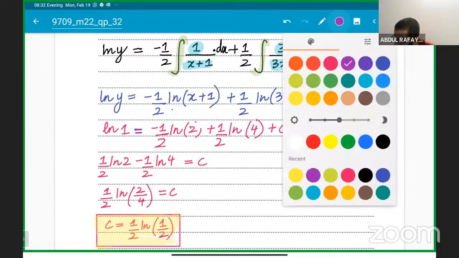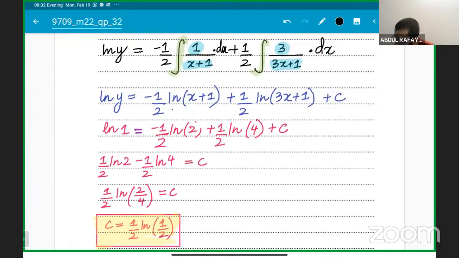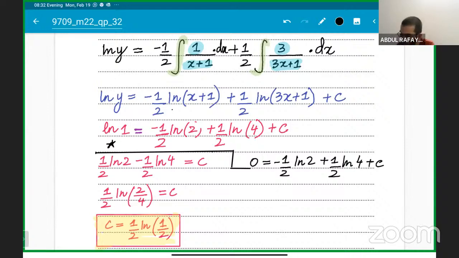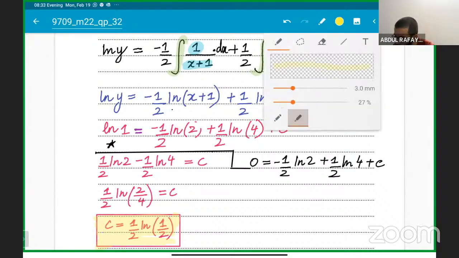Because the steps are missing here. Follow carefully. Follow again, okay? What's happening here is basically what I said. ln1 is 0, right? Getting it? Follow the step from here to this one. Let me write it down. ln1 is 0. So this is what's happening. I'm bringing it to the other side. Negative half ln2 is becoming positive, and positive half ln4 is becoming negative when I take them to the other side. I'll repeat my point.